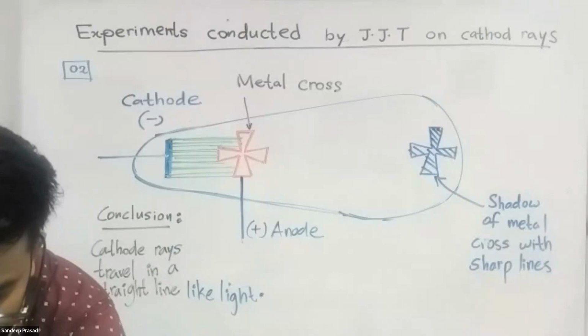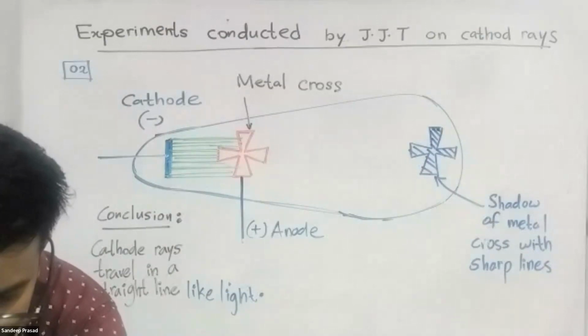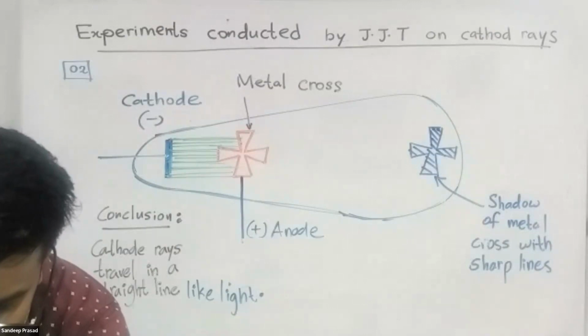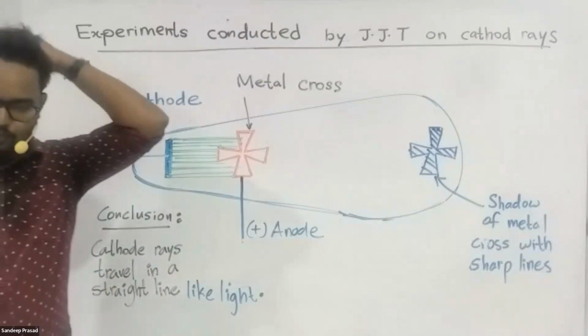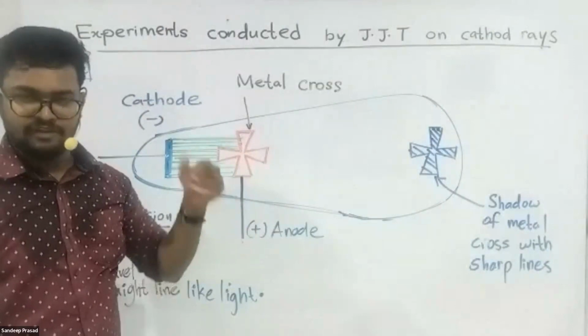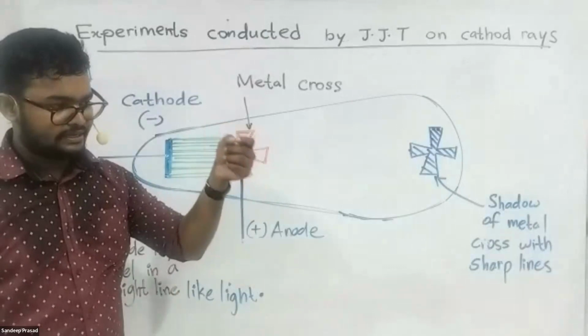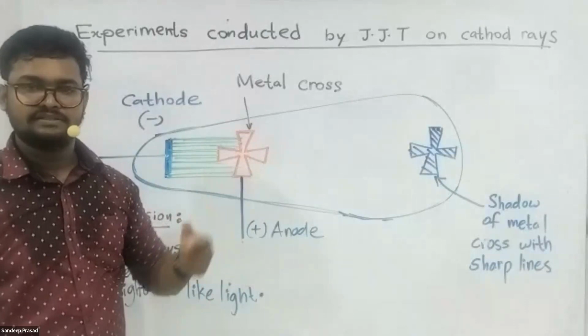I have seen a good question like this. I will read this question because others can also know it. Why did Thomson want to know whether the cathode rays travel like light or not? The reason is, at the beginning of the experiment, they saw some radiations. Thomson wanted to know whether these are exactly radiations, waves or particles. Electrons are particles. Are these cathode rays particles or radiations, waves? That's why he conducted this kind of experiment.